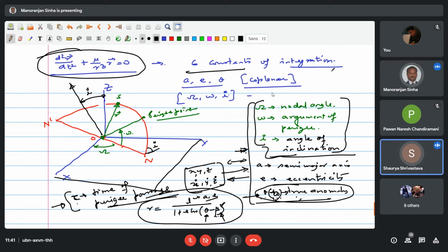Sir, is the nodal line always in the xy plane? The nodal line is always in the xy plane. We choose it like that. The argument of perigee will vary. It will go up, down, whatever, of the xy plane. But the nodal line always lies in the xy plane. Why is it so?